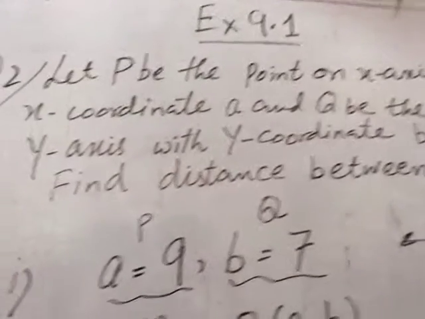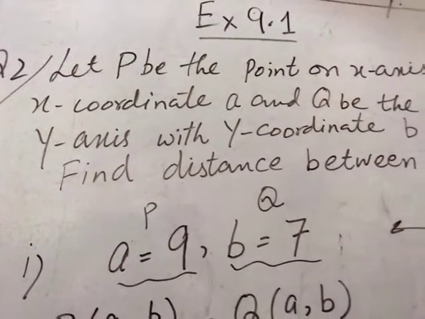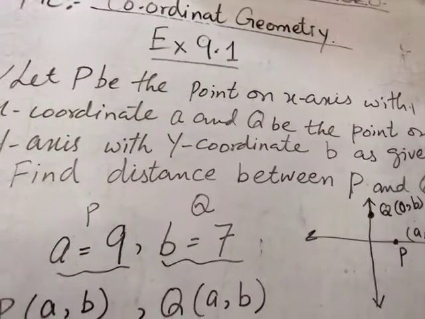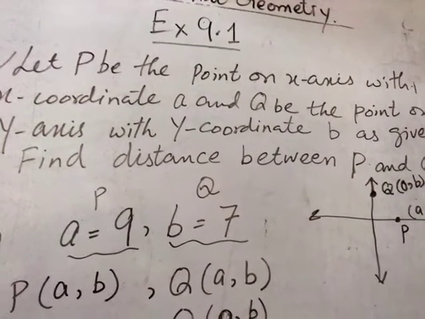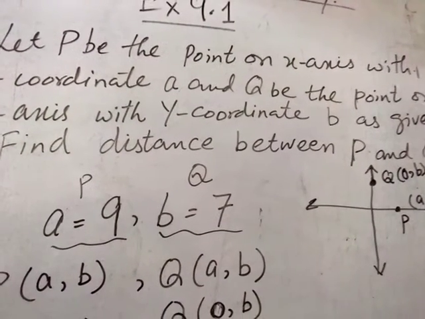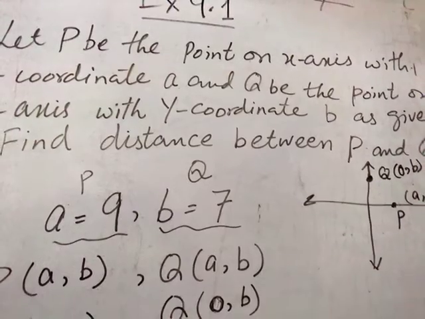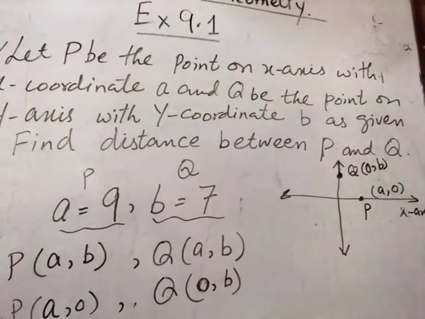Exercise 9.1, question number 2: let P be the point on the x-axis with x coordinate a, and Q be the point on the y-axis with y coordinate b, as given in the question. Find the distance between P and Q.